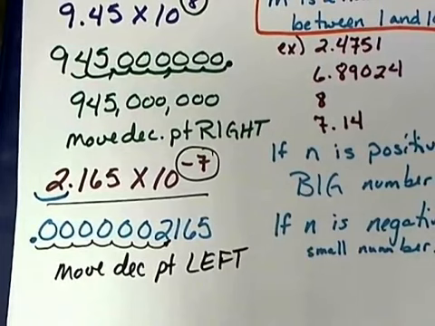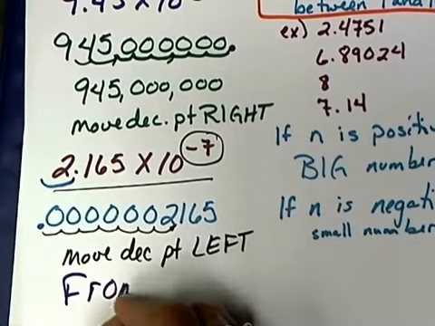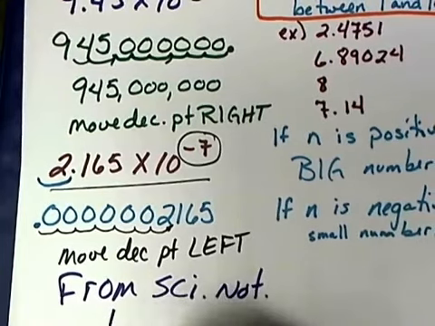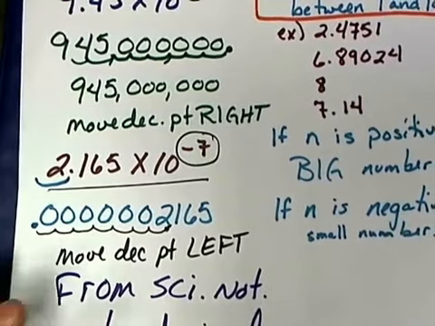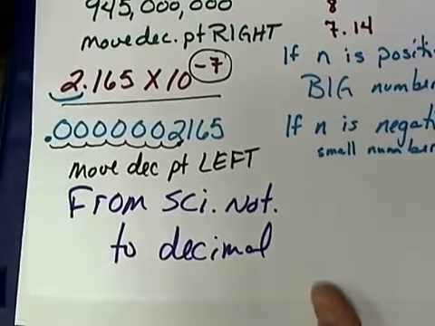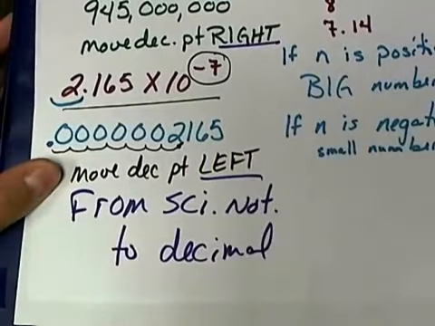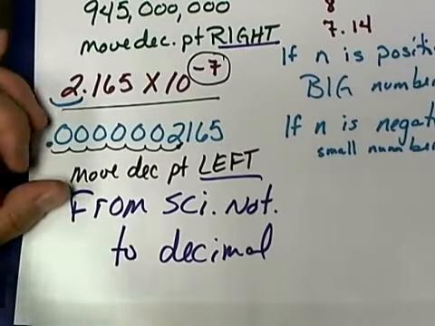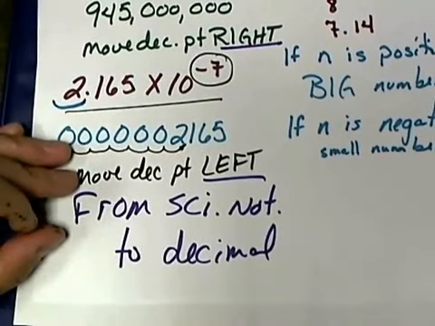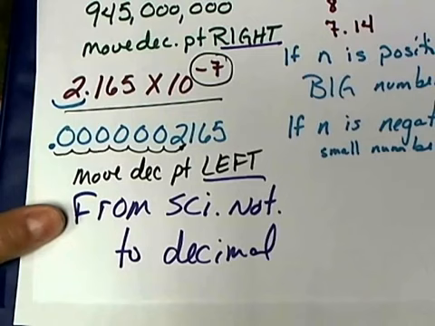Right. Now remember, this is converting from scientific notation to a decimal number. If it's a positive exponent, we move to the right. If it's a negative exponent, we move to the left. Which means that if we're going from decimal notation to scientific notation, it's going to be the reverse. Let me show you some of those.